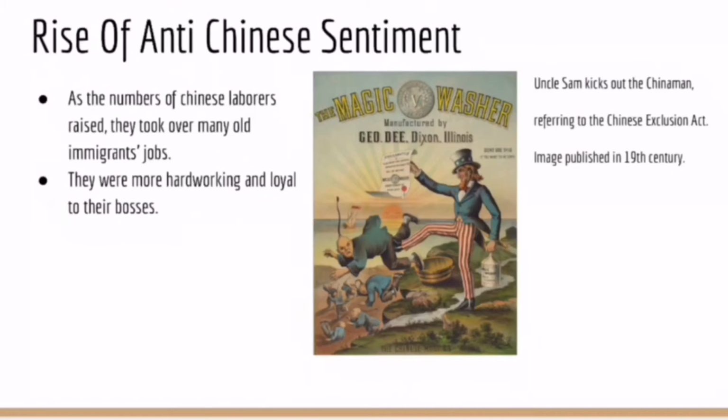As the number of Chinese laborers rose, they took over many old immigrants' jobs. They were more hardworking and loyal to their bosses. These immigrants were paid lower wages than white workers, who then blamed Chinese workers for driving down pay and taking away jobs. After the railroad was completed, and white laborers in other industries began to fear for their jobs, anti-Chinese attacks increased, including beating, arson, and murder. The political cartoon on the right reveals the ways white communities, represented by Uncle Sam, acted towards Chinese immigrants. The Chinese were no longer welcomed to America.